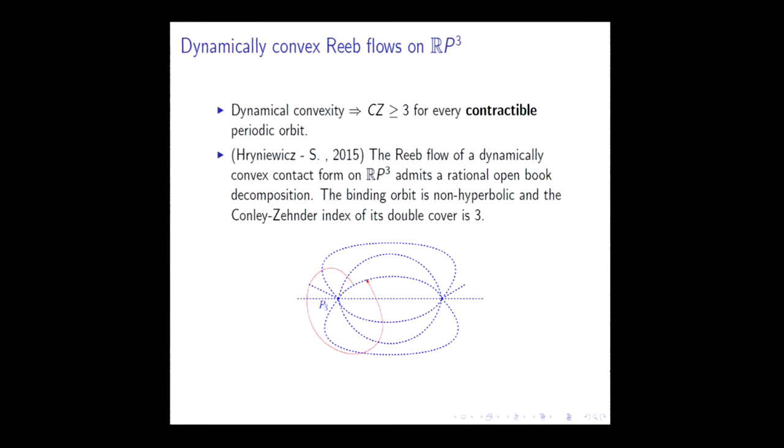So in this case, because the index is 3 and because it's the double cover of a simple periodic orbit, the main difference to the previous theorem is that we can say here that the binding orbit is non-hyperbolic. In the previous theorem, it's not known if we can construct the open book decomposition with non-hyperbolic binding orbit. But here it's always possible.